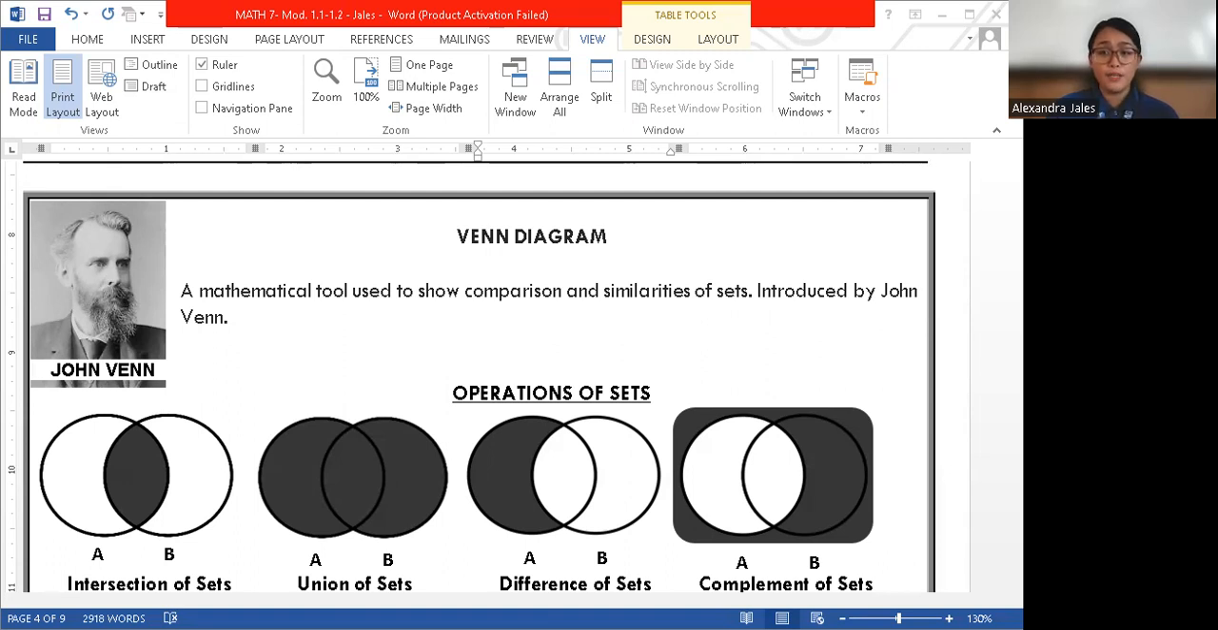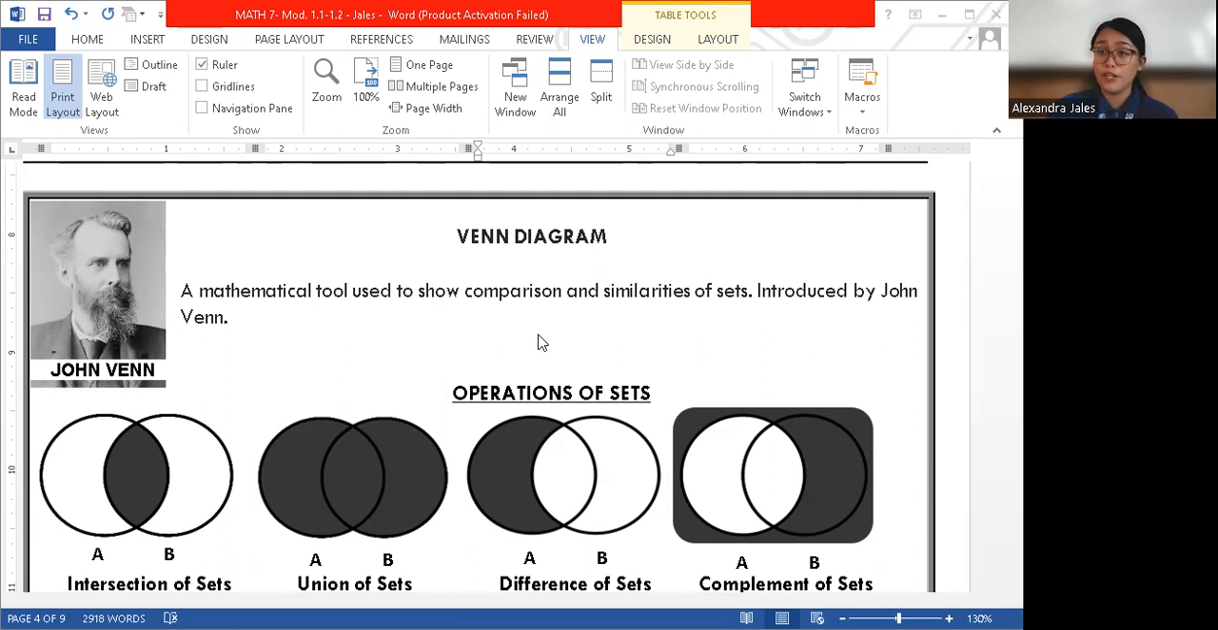Well, the Venn diagram was introduced by John Venn. A Venn diagram is a mathematical tool used to show comparison and similarities of sets. A Venn diagram is not actually only for sets. We could also use Venn diagrams in other areas. It could be PE, English, and other subjects. It is not solely for sets, but it could also apply in other discussions. But we're just going to focus on our topic, which is sets.